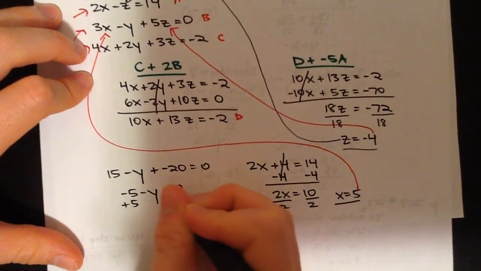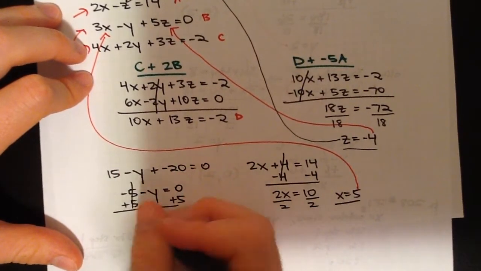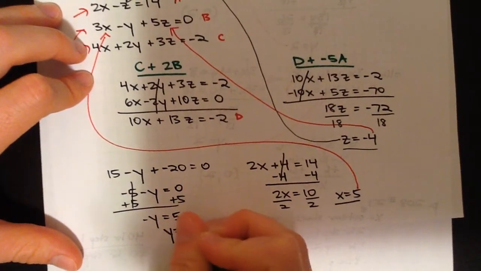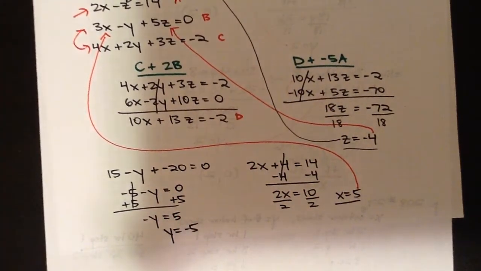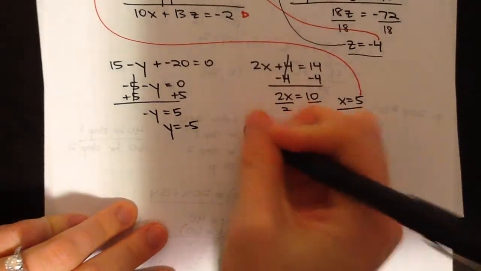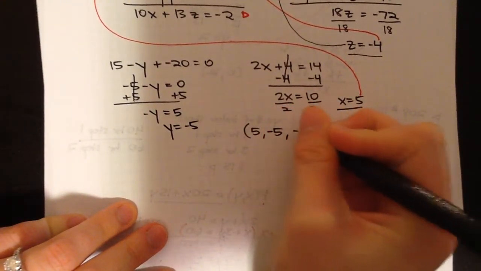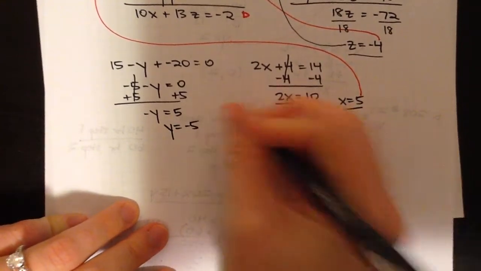Just add 5 to both sides and we can solve for y. So negative y, don't forget the negative, equals 5. So that means that y equals negative 5. Alright, so combine them up into an ordered pair. Remember the order does matter. Sorry, ordered triple. 5 for x, negative 5 for y, negative 4 for z, and that would be your final answer.